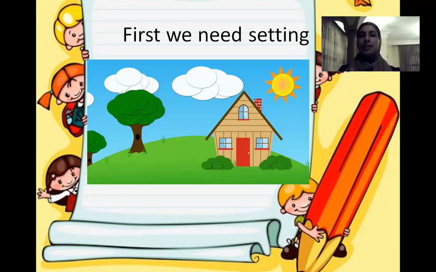Now in Little Red Riding Hood, first we need the setting. What is the setting of the story? The setting is a place. Little Red Riding Hood was living in a small house with her mother in the wood. So this is the setting: a small house in the wood, and the time is a certain time in the past.